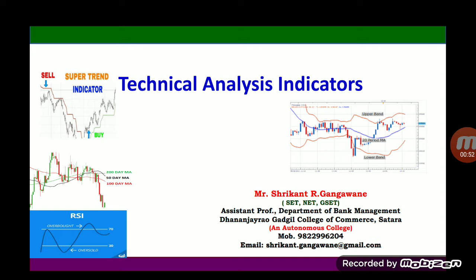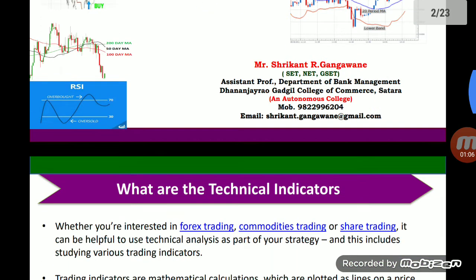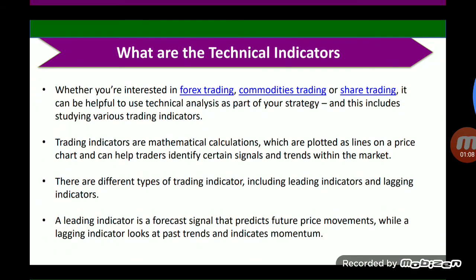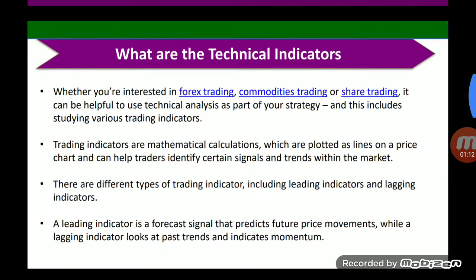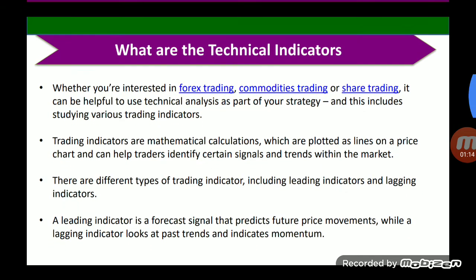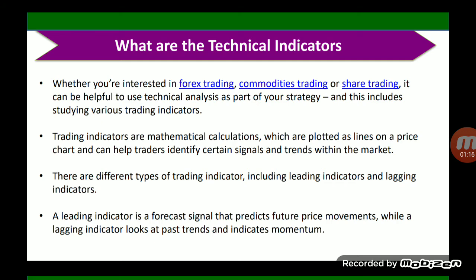In this video, we are going to discuss 4 to 5 indicators, and in the next video, we have planned to discuss the remaining technical analysis indicators. There are 4 categories of technical indicators. First, let us discuss what the technical indicators are.